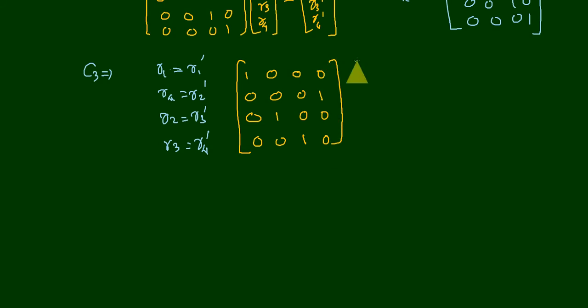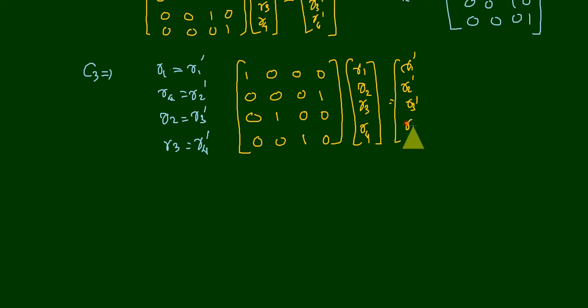Now you have to write R1, R2, R3, and R4 equal to R1 dash, R2 dash, R3 dash, and R4 dash. So these are the equations. This equation states that R1 is equal to R1 dash, then R4 is equal to R2 dash, because this element will be multiplied by this element, like that.